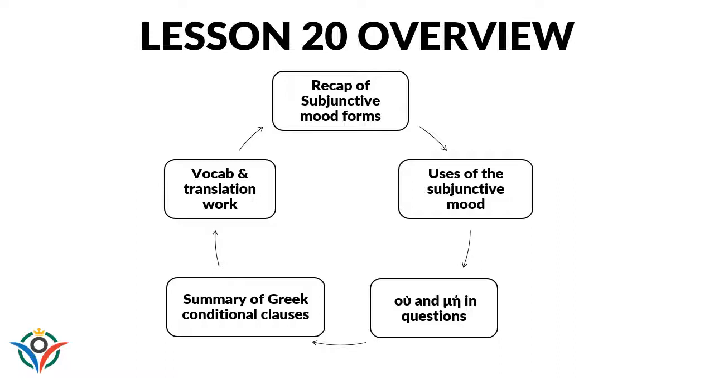And then we'll look at how "ou" and "me" are used in questions. And then I'll give you a summary of the Greek conditional clauses. This is something that one really only learns in intermediate Greek, but I think it'll be helpful for you to know what the different types of conditional clauses are in the Greek New Testament. So we'll just do an overview of them.